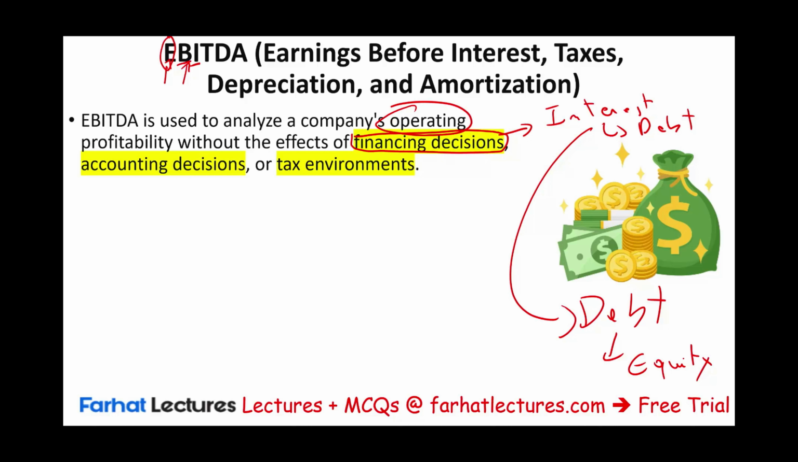So please ignore this for now. That's what we're telling the users. Also, accounting decisions. What are accounting decisions? How I make decisions from an accounting perspective. For example, depreciation. This is an accounting decision. How I account for inventory.